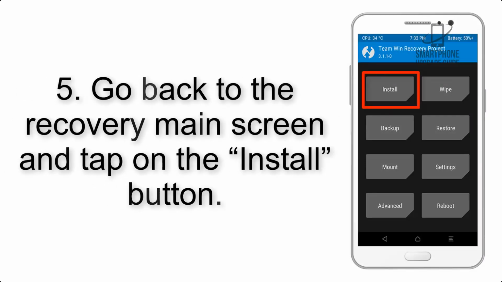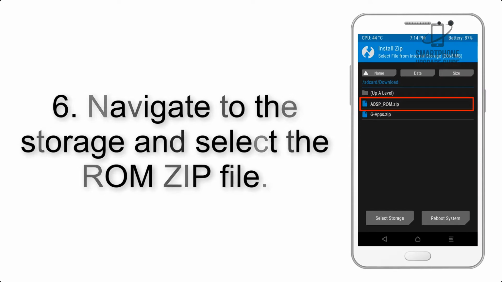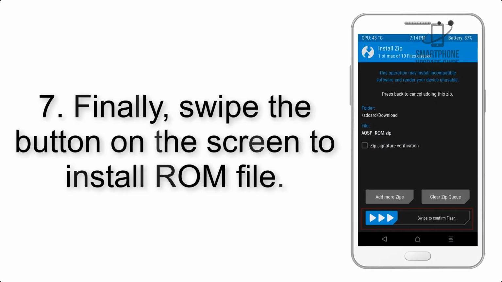Step 5. Go back to the recovery main screen and tap on the Install button. Step 6. Navigate to the storage and select the ROM zip file. Step 7. Finally, swipe the button on the screen to install the ROM file.